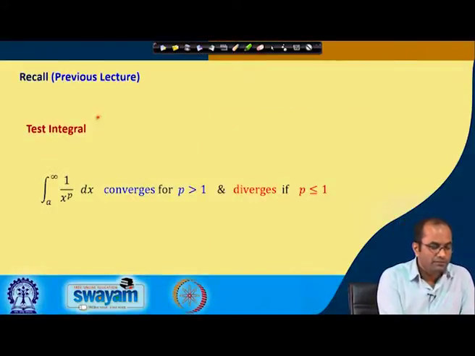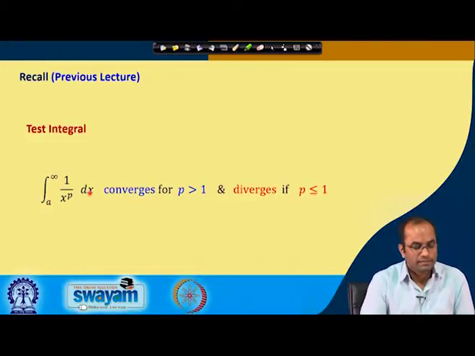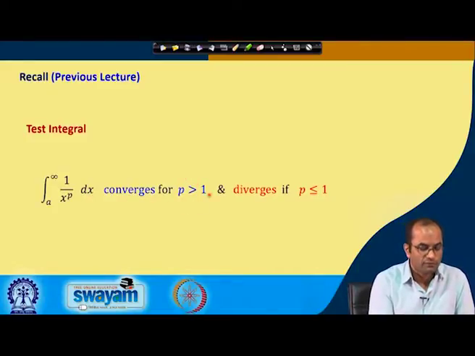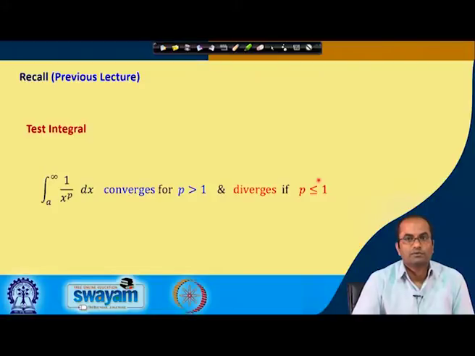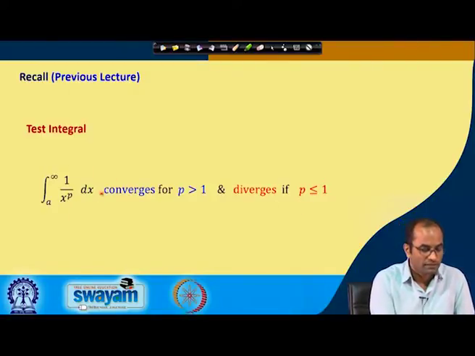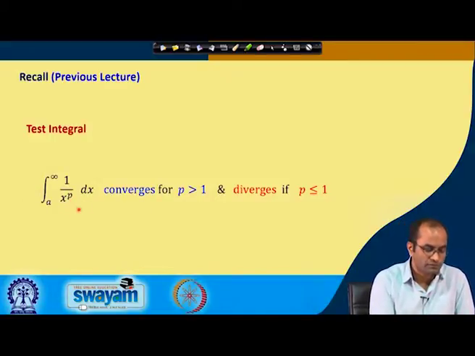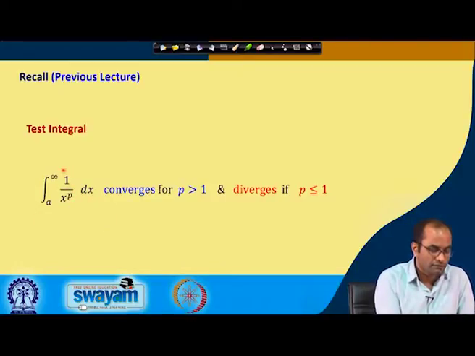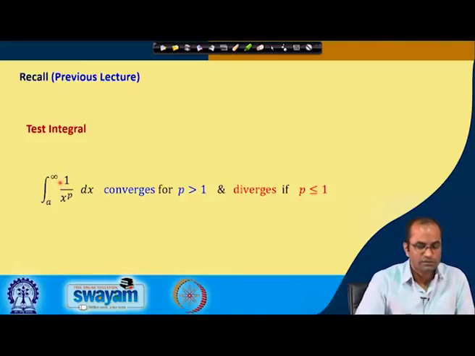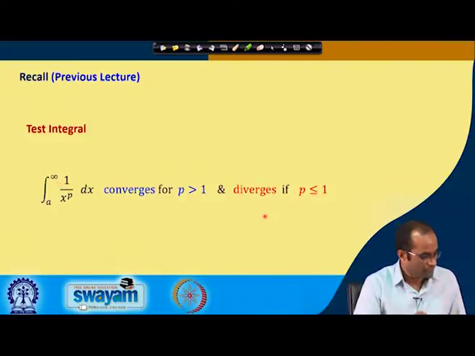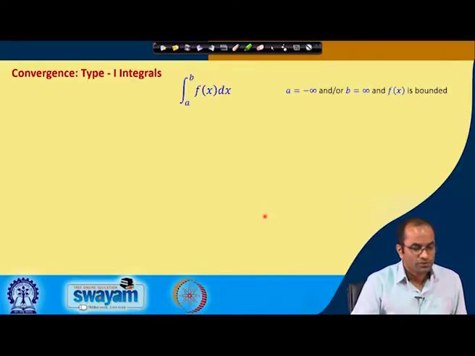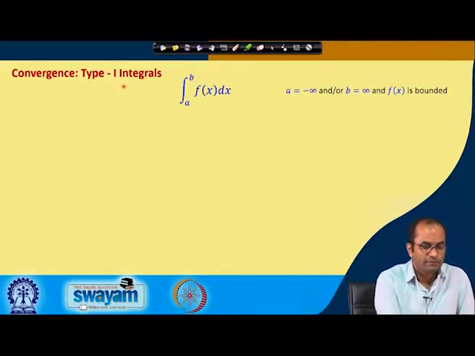So, just to recall, in the previous lecture we discussed this test case, the integral from a to infinity of 1 over x power p dx, and it converges for p greater than 1 and diverges for p less than or equal to 1. This test integral will be very useful to compare other improper integrals and to conclude the convergence of the underlying integral. So, for all values of p greater than 1, this integral converges, and for p less than or equal to 1, it diverges. Here we will be talking about type 1 integrals.